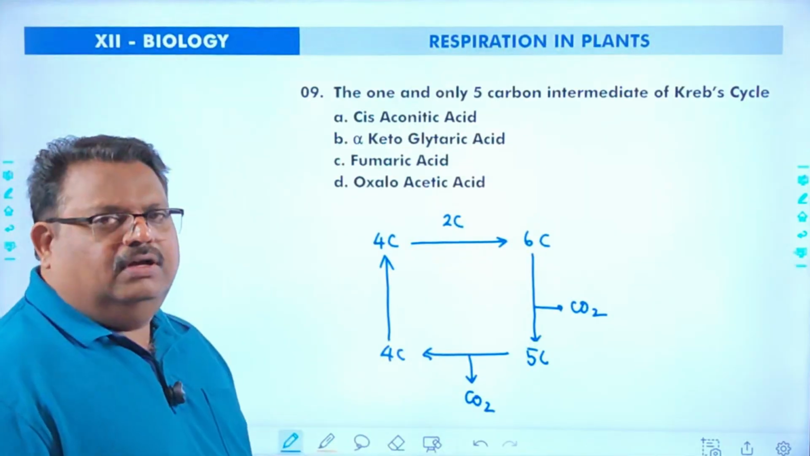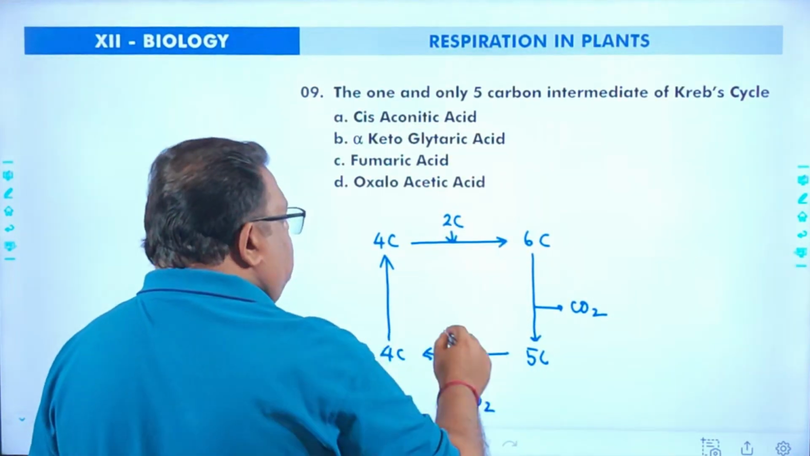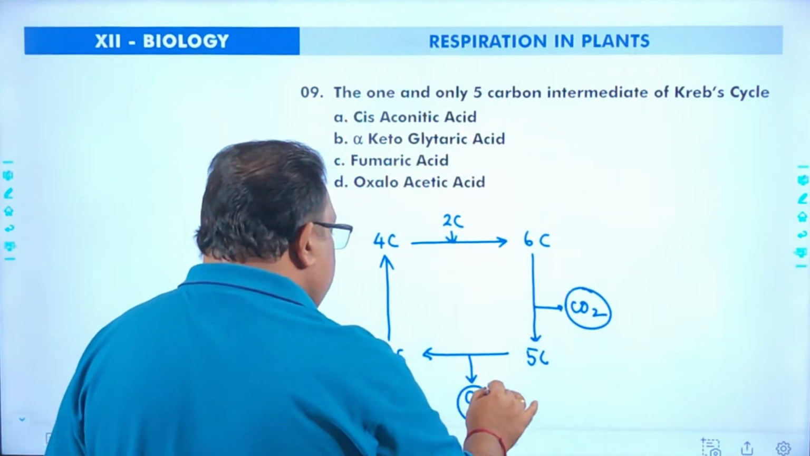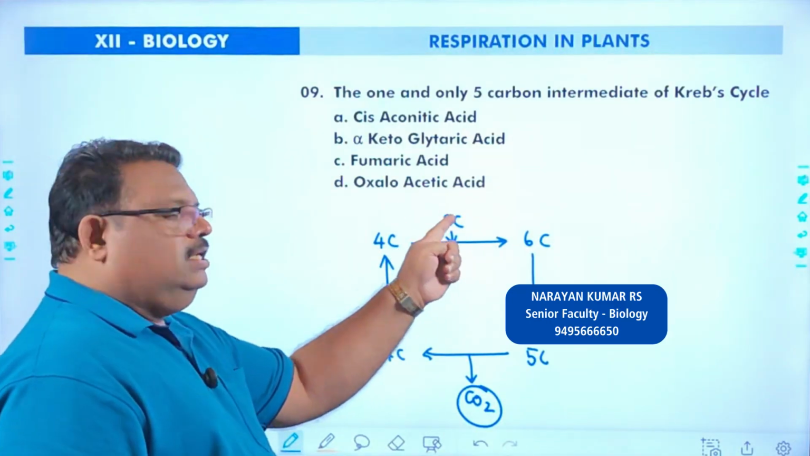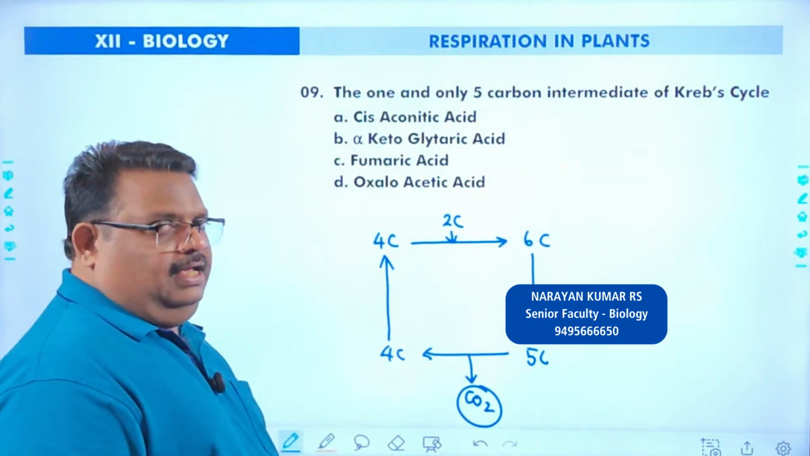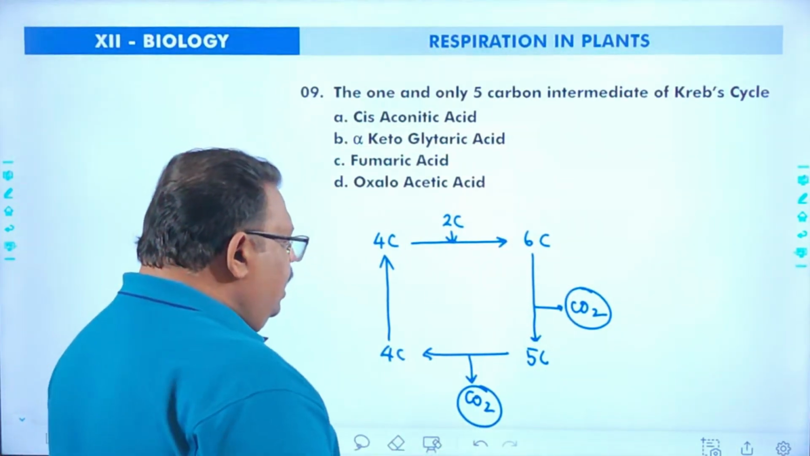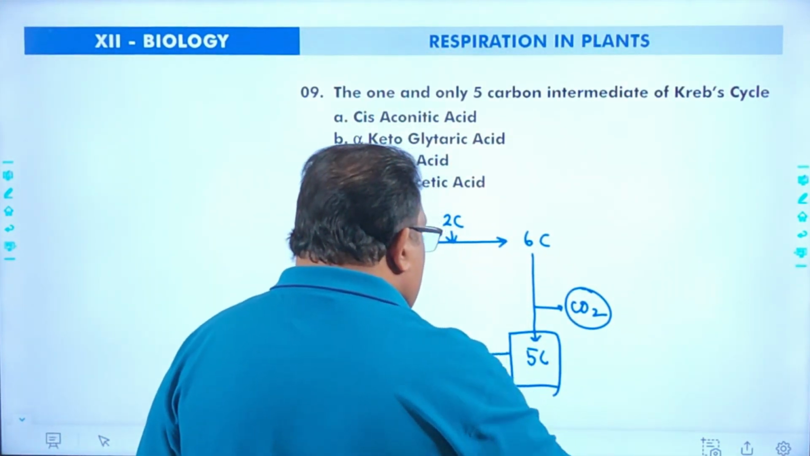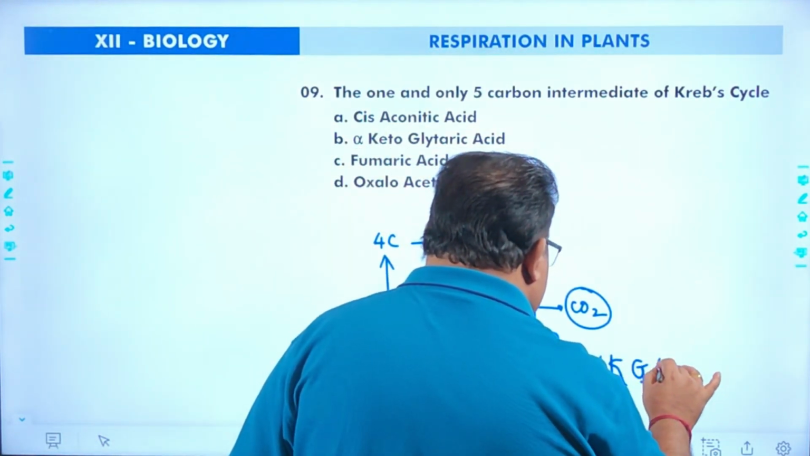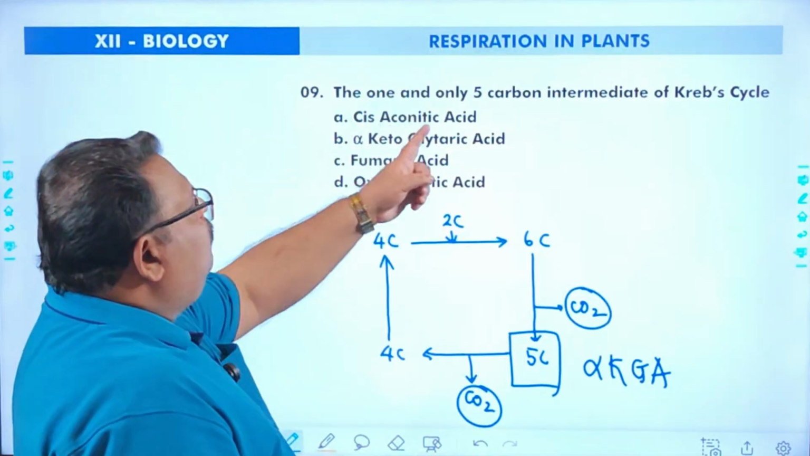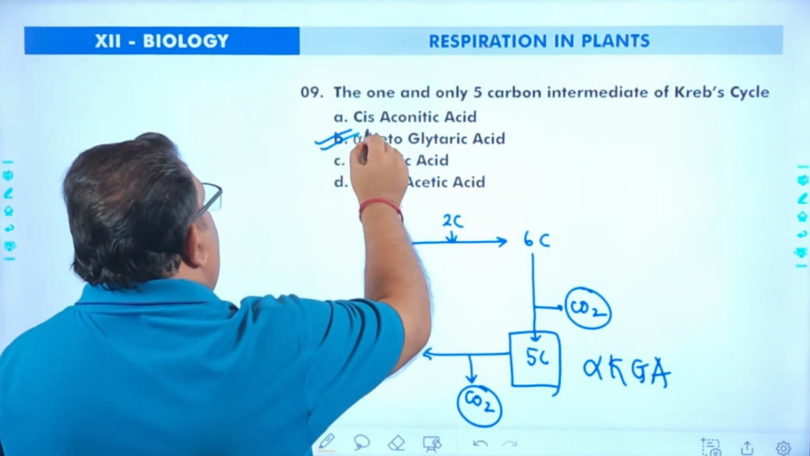This is the summary of Krebs cycle. So the 2-carbon compound, namely acetyl coenzyme A, is converted into 2 molecules of carbon dioxide. The first 4-carbon compound which accepts acetyl coenzyme A is called oxaloacetic acid. The first 6-carbon compound produced is called citric acid, and the one and only 5-carbon compound occurring inside this Krebs cycle is called alpha ketoglutaric acid. The one and the only 5-carbon intermediate of Krebs cycle is called alpha ketoglutaric acid.